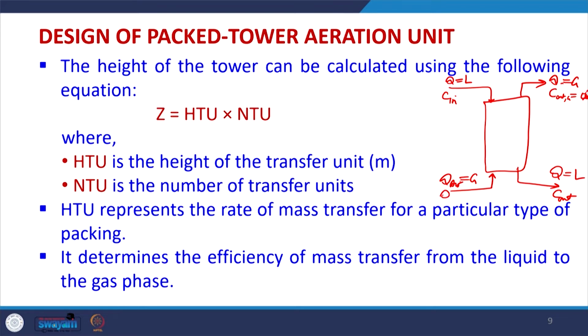It will be Q n, the concentration of the VOC in the gas phase, this will be 0, but this will be a certain value which we have to determine, and for that we always want to know what should be the height of this packing. So, this is desirable and this is actually given by Z. So, the height of the tower can be calculated using the equation which is given here.